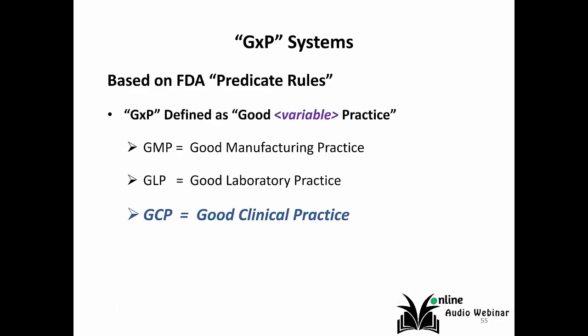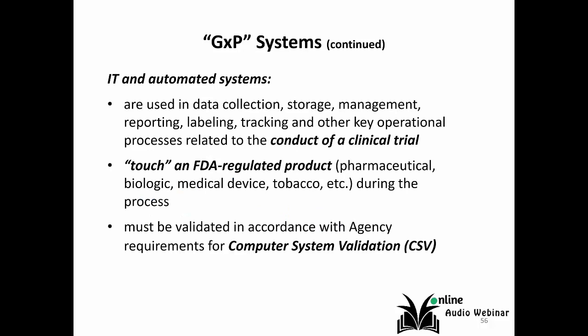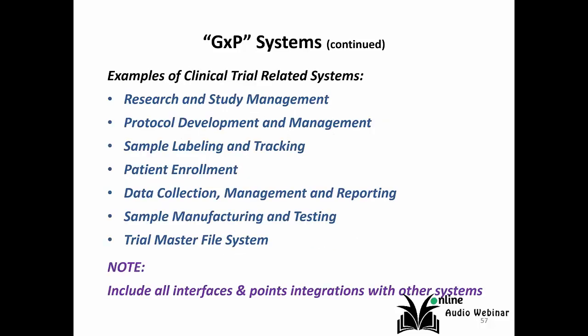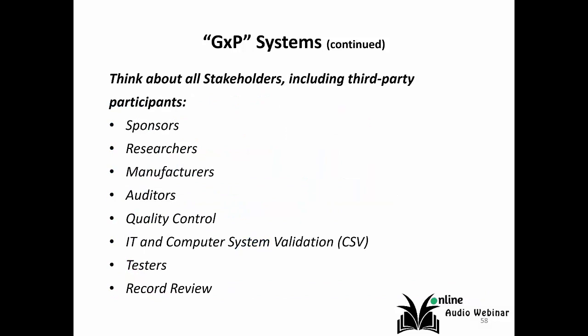If you're doing anything with an electronic system, you're going to have to follow FDA rules, the predicate rules, the foundation rules. These are the GXPs where X is a variable. The automated system is one that controls or monitors a piece of equipment, an instrument, or a process. Now, these are examples of some of the clinical trial-related systems. So think about the stakeholders, and this includes third-party participants.